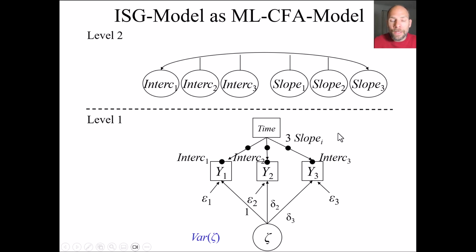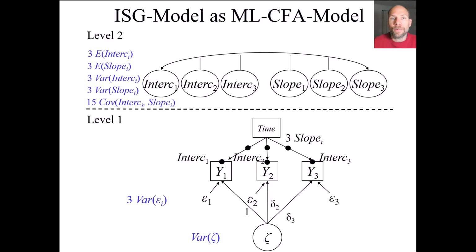Now at level 1 we have as parameters, in addition to the factor loadings delta, the variance of zeta that is estimated, and we have 3 error variances, 1 for each indicator. At level 2 we estimate all the parameters that we would also estimate in a single level CFA specification of this model. The means of the intercept and slope factors, the variances of the intercept and slope factors, as well as their covariances are estimated as level 2 parameters. So this is how this model would look like as a multi-level confirmatory factor analysis model.